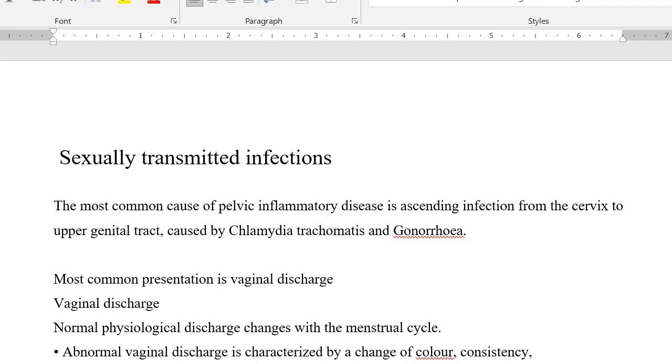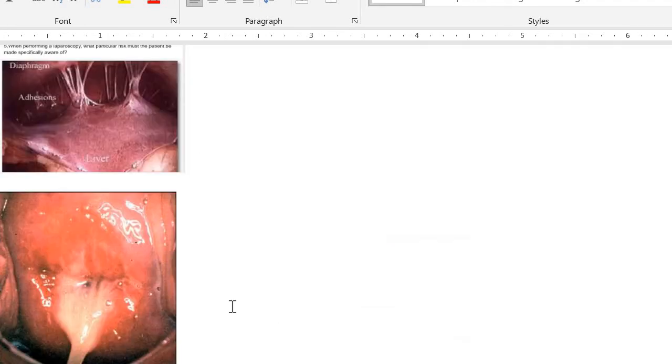So the sexually transmitted infections, they are very common. If I show you this picture, what do you see here? What is this? Adhesions. Yeah, these are adhesions. Is there any specific name?